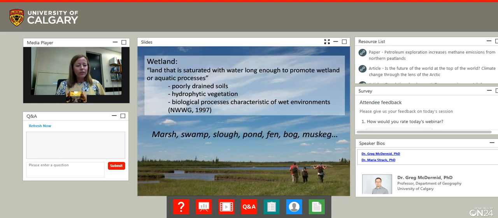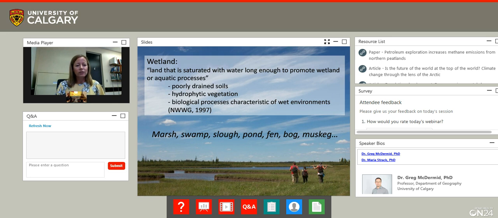So before I get any further, we hear this word wetland a lot, but we don't often define it. So here I just wanted to give a definition of what wetlands are from a Canadian context. Not surprisingly, wetlands are basically land that's wet. The definition is that it's land that's saturated with water long enough to promote wetland or aquatic processes. So what does that actually look like? Well, it means that we have poorly drained soils. We have hydrophytic vegetation, and that's just plants that like to live in wet conditions and that are adapted to do it. And then biological processes that are characteristic of wet environments.